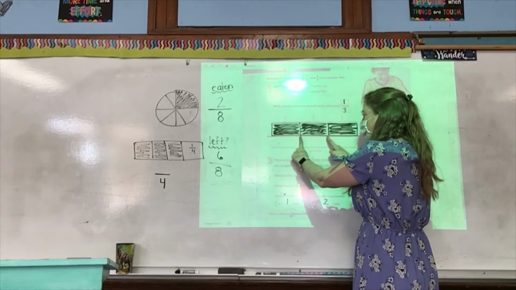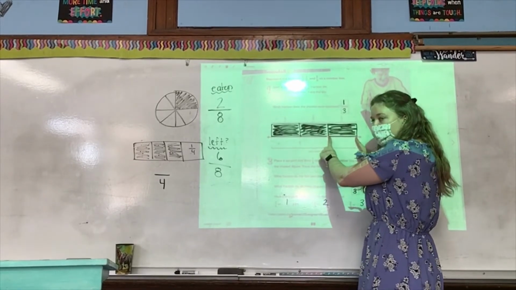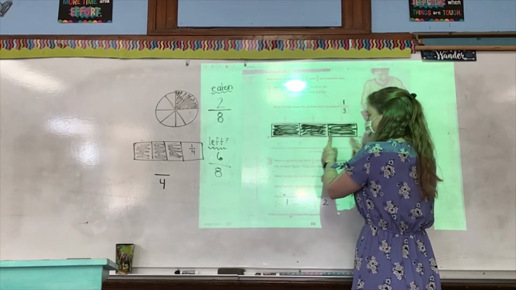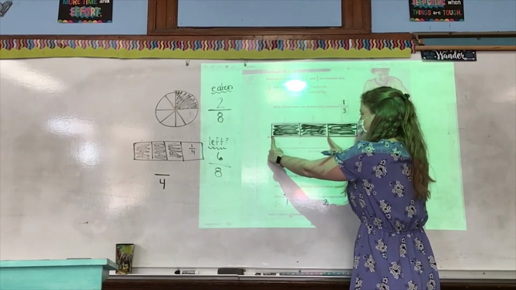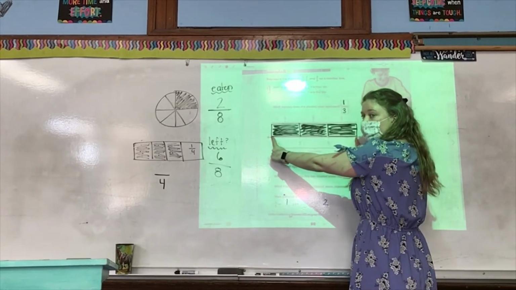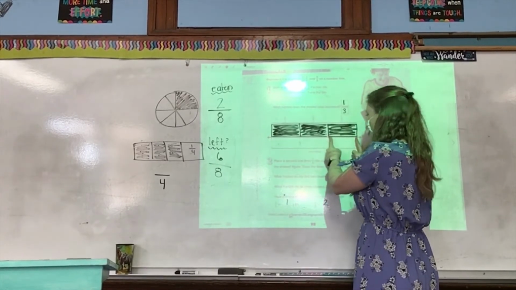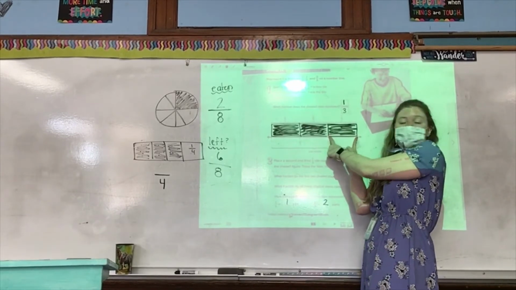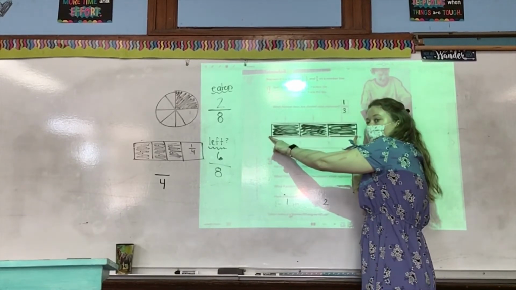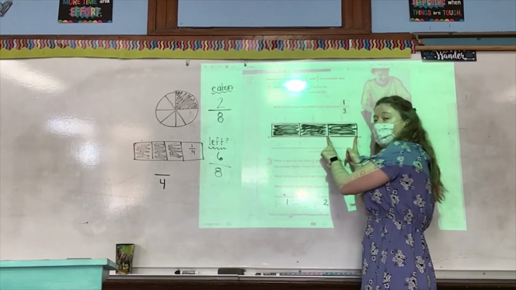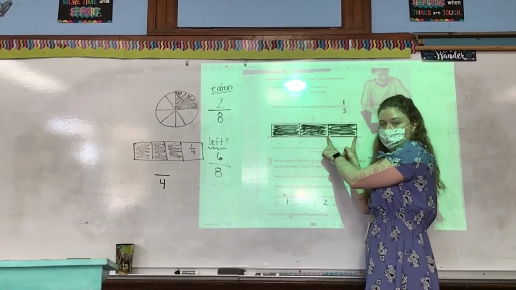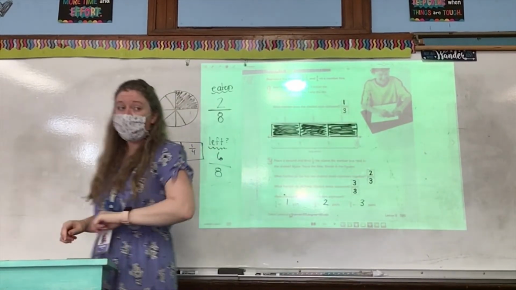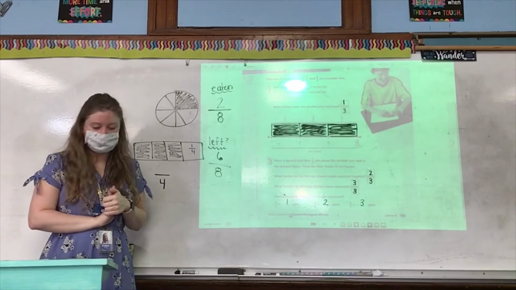But if my fingers move like this, then I have 1/3, 1/3, 1/3, 1/3, 2/3, 3/3. Does everybody see the difference between 1/3 and 3/3? 1/3 is only one part, even though I'm looking at the last part. 3/3 is all of them together. Okay, any questions, or are you ready to move on to the next one?